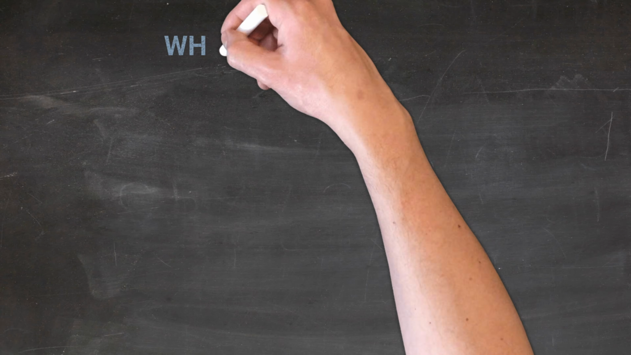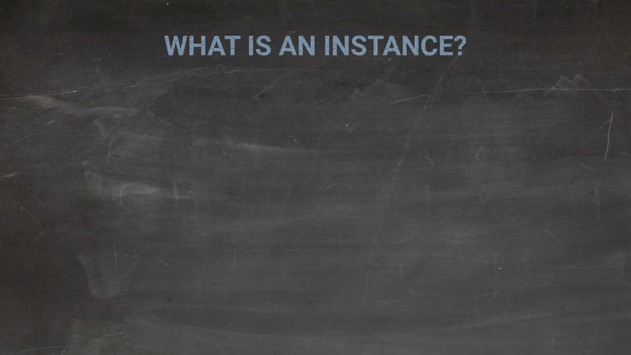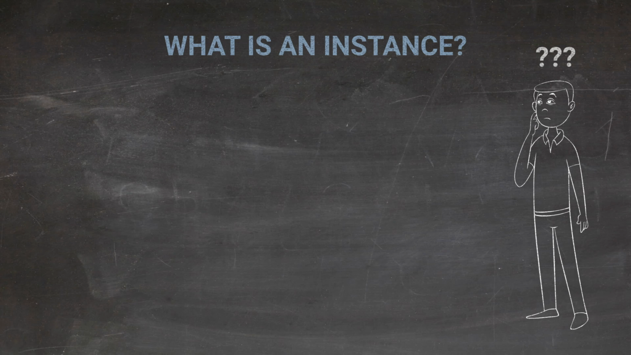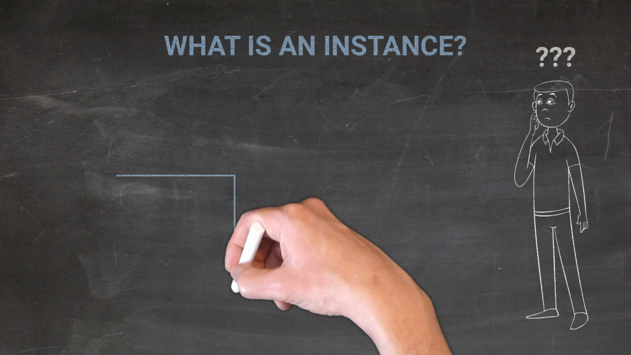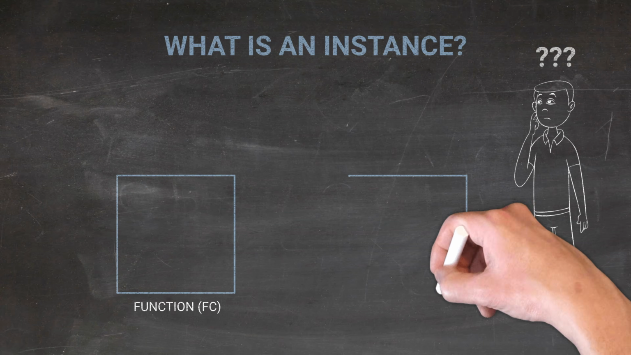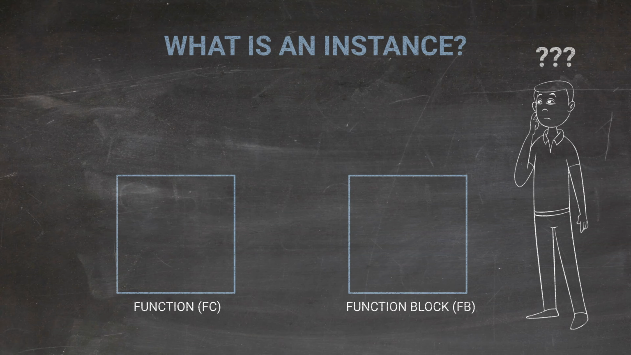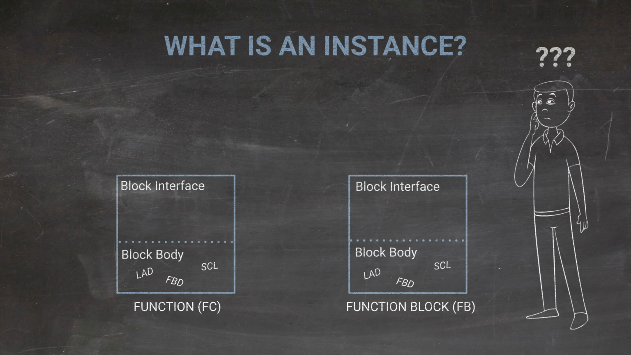So first things first, what is an instance and where do we actually use it? To understand instances, we first need to understand block calls. In TIA Portal, there are 2 types of blocks you can call in your user program. Functions, FCs, or function blocks, FBs. Both FCs and FBs consist of 2 main parts. The block body, this is where your actual logic lives, your ladder logic, your function block diagram, or your structured control language. And then there's the block interface, and this is where you declare your inputs, your outputs, your in-outs, as well as your temporary variables.